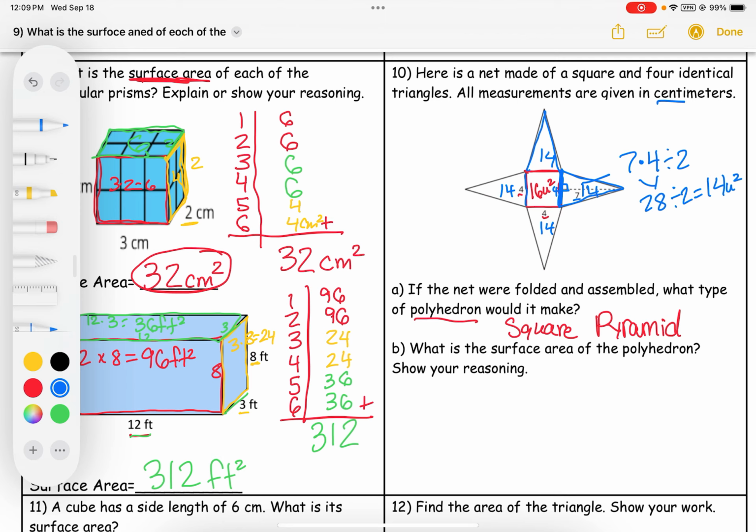So you have to add up all 5, and I'm going to just do 1, 2, 3, 4, 5 so I don't mess up and not add one of them. So I know the square is 16, and I know each of the triangles is 14. So I'm adding up five numbers, and when I add it up, if I do so correctly, I should get 72. So my surface area is 72 centimeters squared.